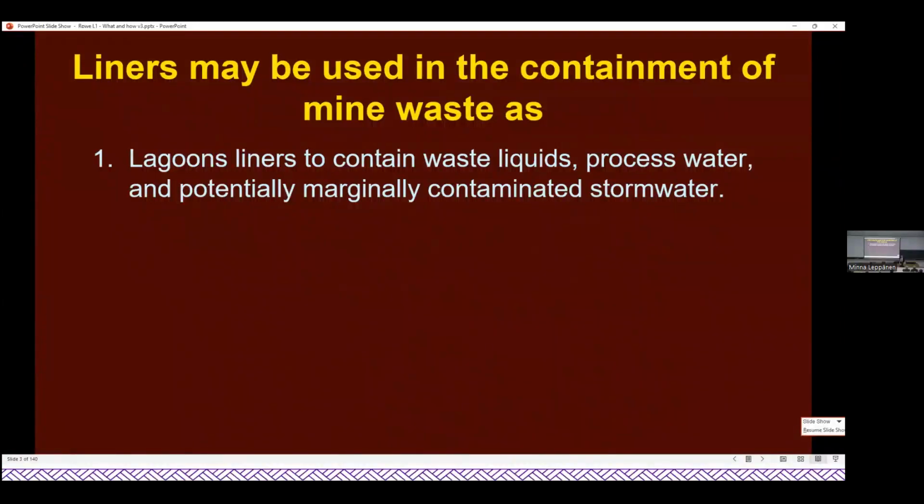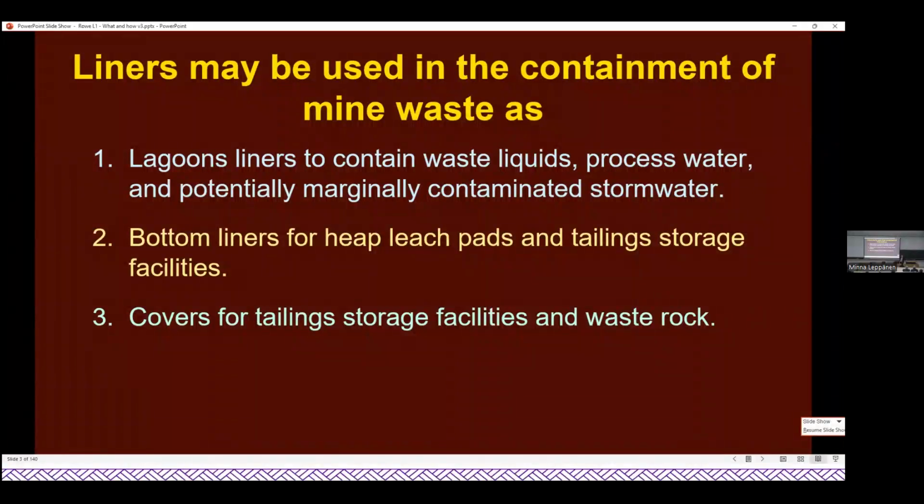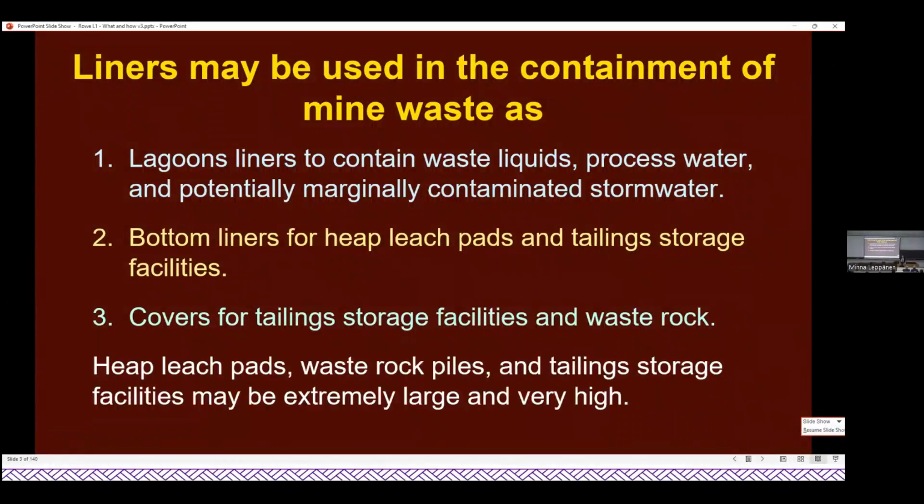So we're going to be looking at the application of liners in mining applications. And these include lagoons, which contain waste liquids, processed water, and potentially marginally contaminated stormwater. We're going to look at them as bottom liners for heap leach pads and tailings storage facilities. And they're used as covers for tailings storage facilities and waste rock piles. And these can be quite significant structures, both in aerial extent and in the thickness of waste that we're dealing with.